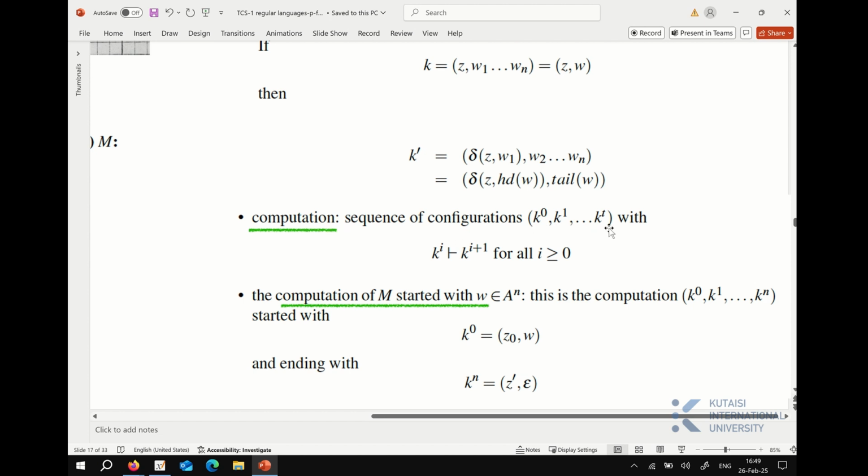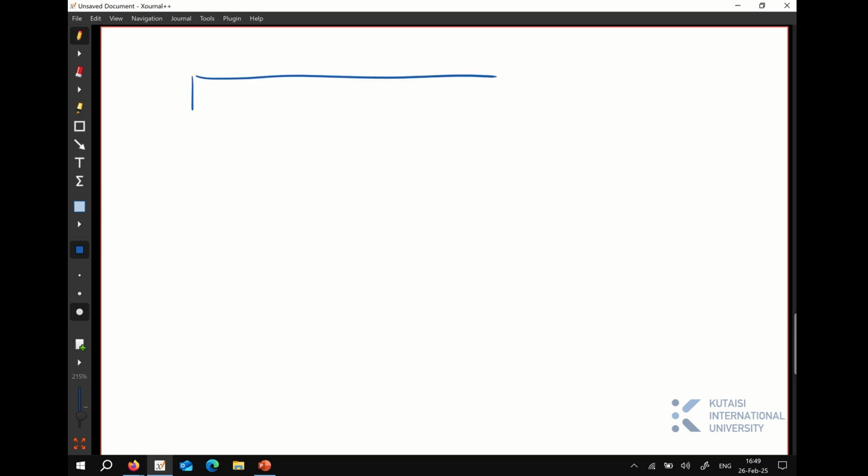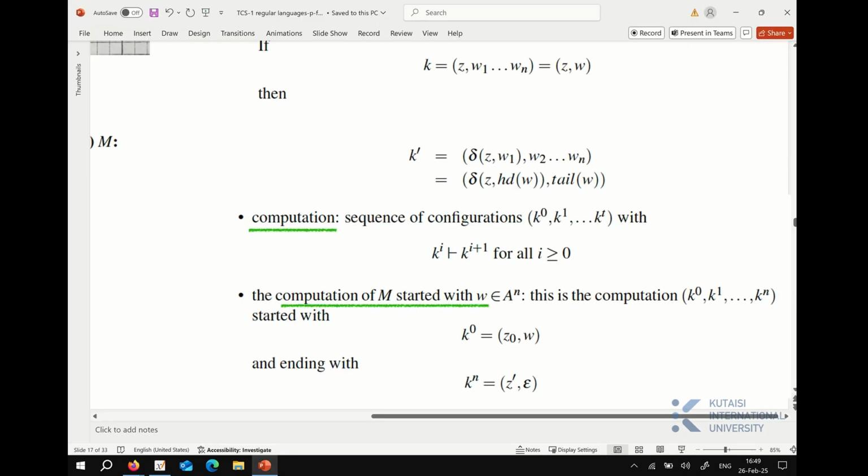A computation is a sequence like this, such that each k_i+1 is the next configuration to k_i. Now, a computation of M started with word w is the following. Let's go back here and look at what would be the start configuration, k0. What happens in the beginning? Your machine starts in the start state, whatever you picked as your start state, and all your input has to be written on the tape. This is what it says here, basically.